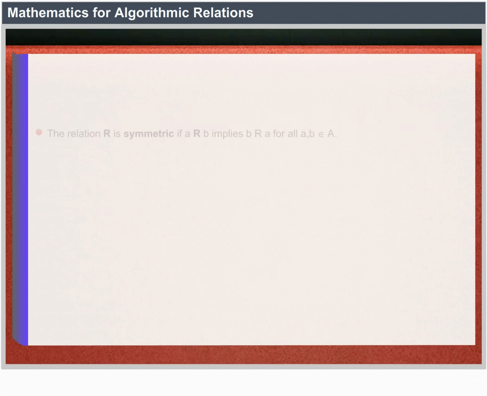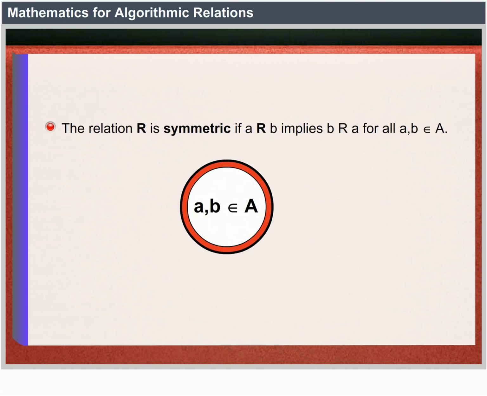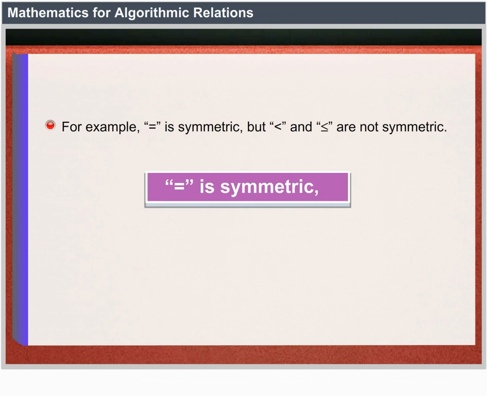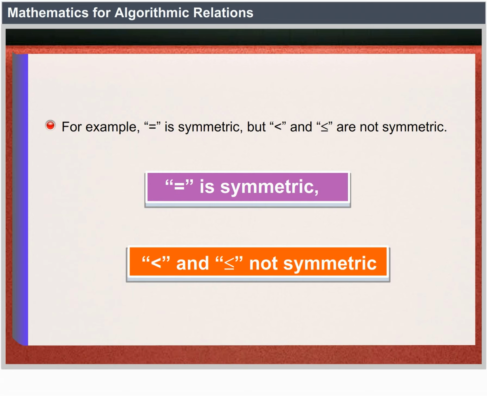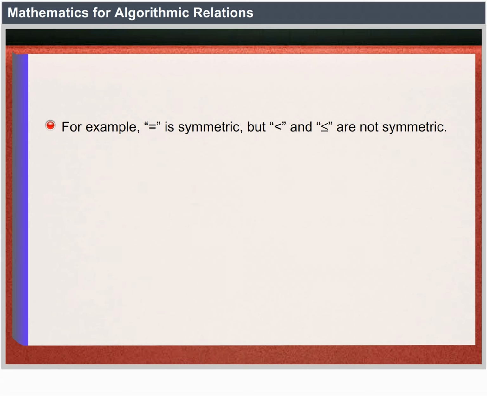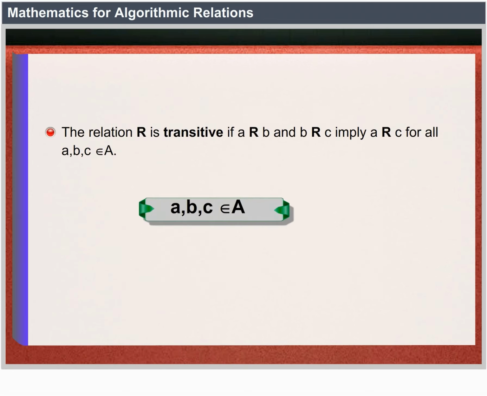The relation R is symmetric if aRb implies bRa for all a, b belongs to set A. For example, equal to is symmetric, but less than and less than or equal to are not symmetric. The relation R is transitive if aRb and bRc imply aRc for all a, b, c belongs to set A.